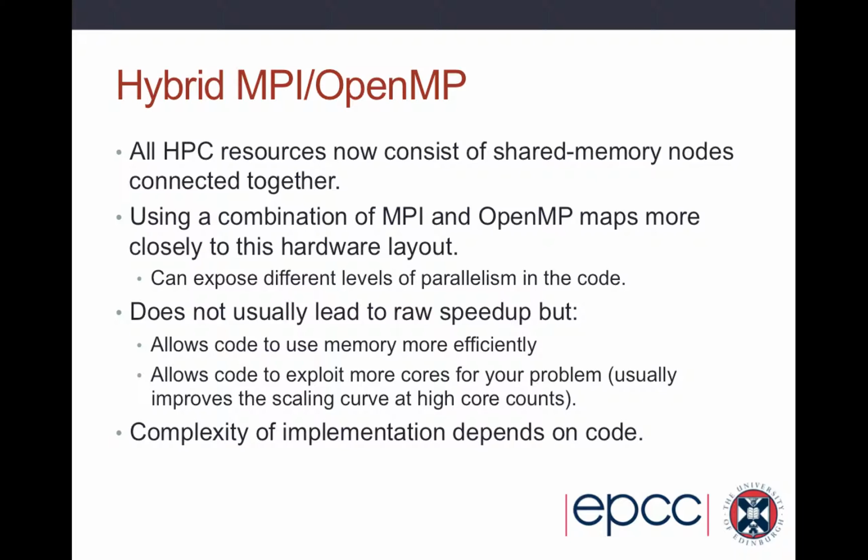You'll see in lecture 3 where HPC is going, in that there's going to be less and less memory generally available per core, so your programs have to be more and more memory efficient, and it allows the code to exploit more cores for your problem, so improving the scaling of the code. And the complexity of the implementation depends on the code, right? But lots of codes out there allow people to use hybrid MPI OpenMP seamlessly, even if you're not a programmer. So for example, if you use GROMACS, it's built into the code. If you use CP2K, it's built into the code, and it's quite easy for a user just to exploit this complex programming model if they're using the code.